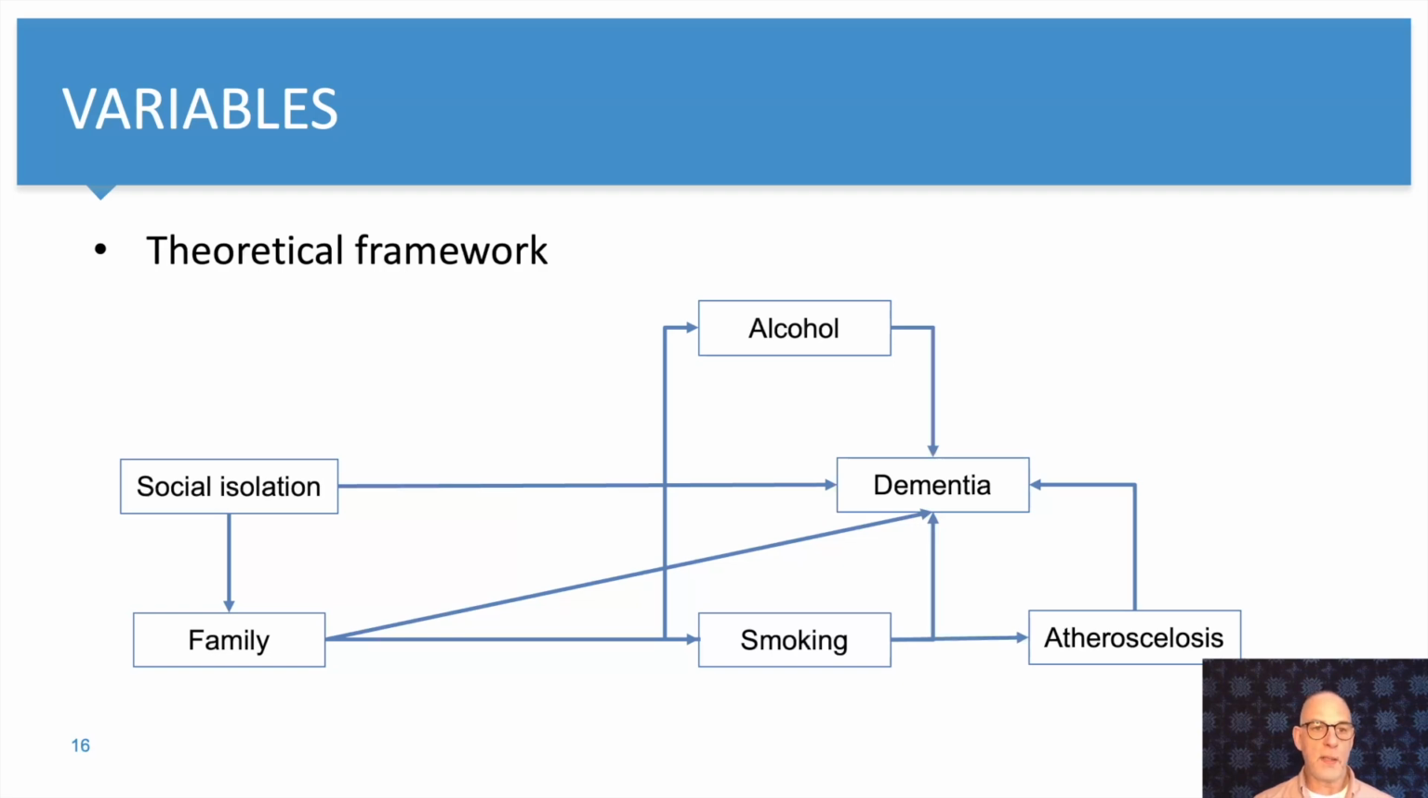Or is smoking having an effect on atherosclerosis? And we know that atherosclerosis is one of the possible causes of dementia. So with only a few variables in that example, there can already be very complex structures in how these variables work together. And in your data analysis plan, you describe these complex structures.